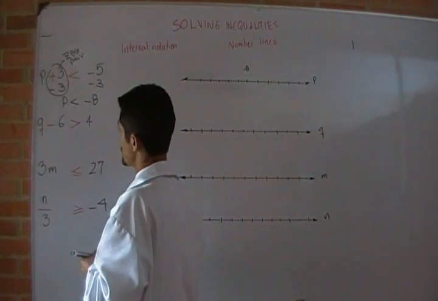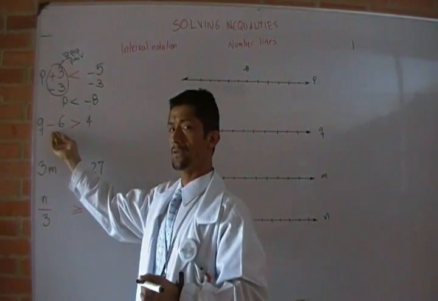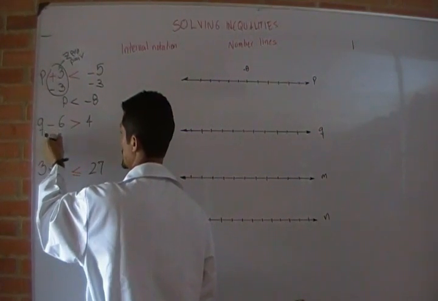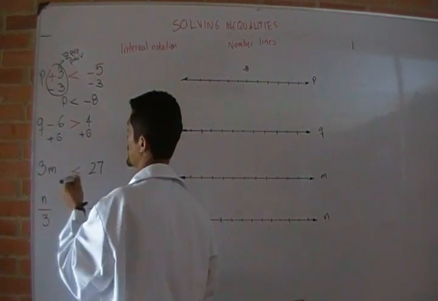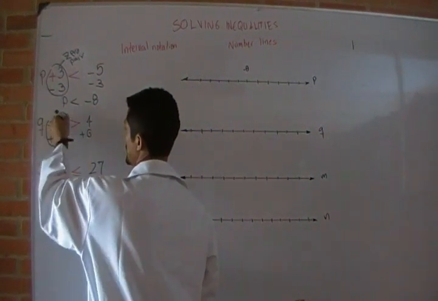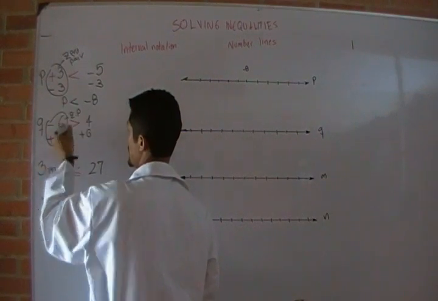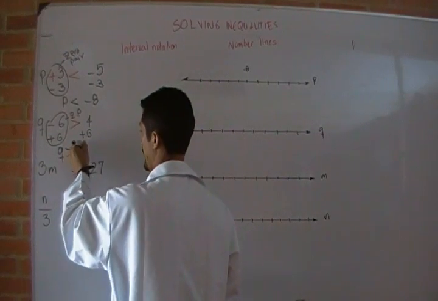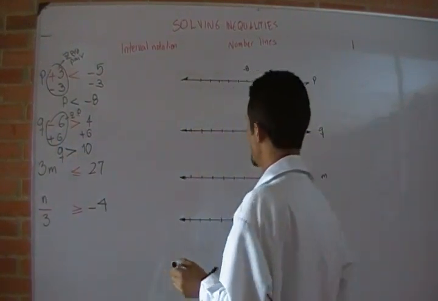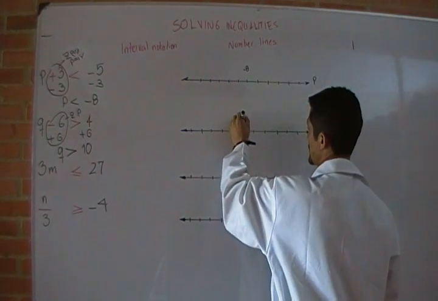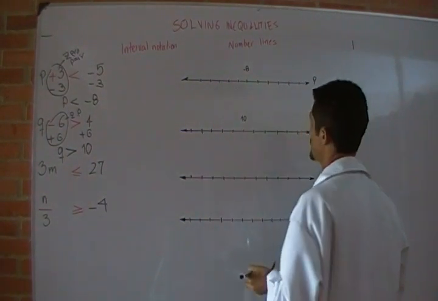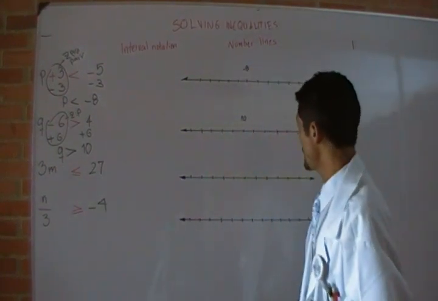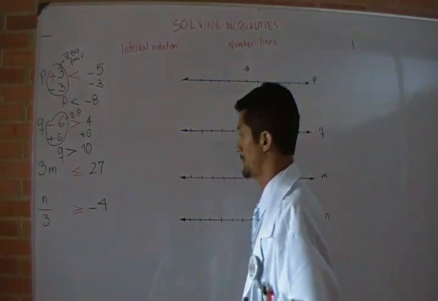In the second example, we have that this operation is subtraction, so the inverse operation of subtracting 6 is adding 6. But remember, you have to do it on both sides. So again, this is a zero pair, so q is any number greater than 10. So for a reference, I'm going to select this point as 10. 10 is a number to the right of 0, and -8 is a number to the left of 0.